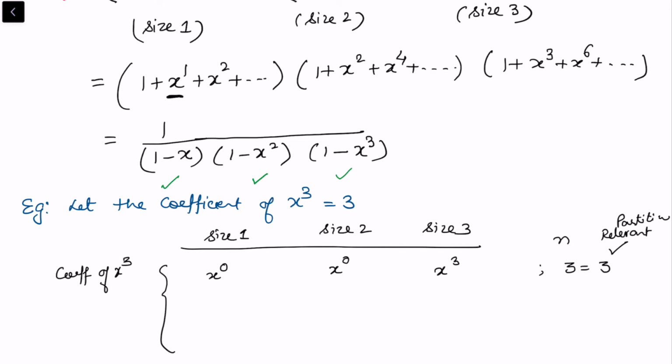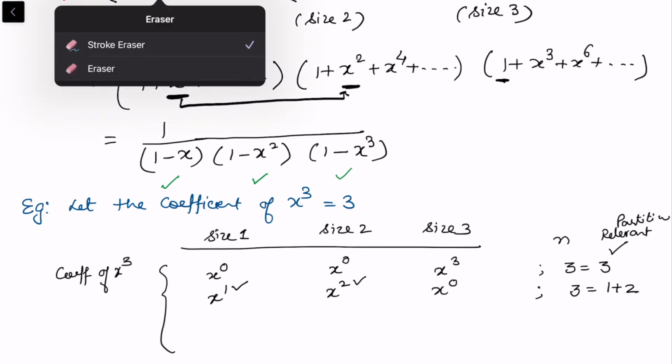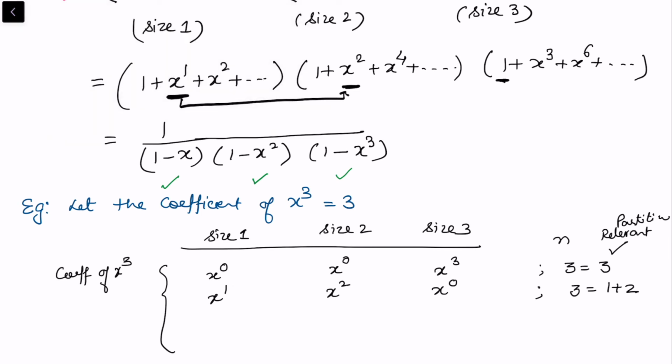Now take x to the power 1 from here, and take x square from here. When you multiply these two, the total power will also be x cube, and in this case we just need x to the power 0 from here. So we will have another possibility: x1, x square, x0, and in this case you can read the power. This is 1 plus 2. So this is a partition of 3 which is due to 1 plus 2. So we can even read the corresponding relevant partition.